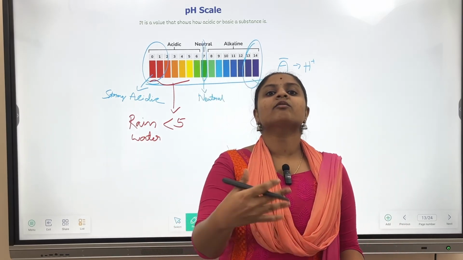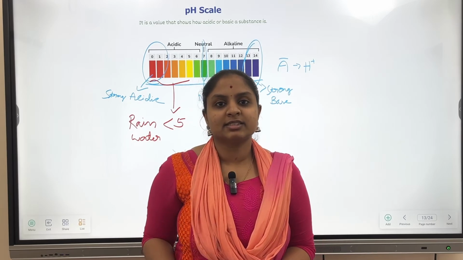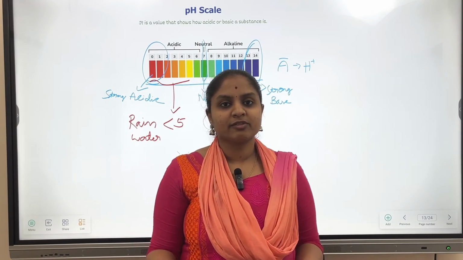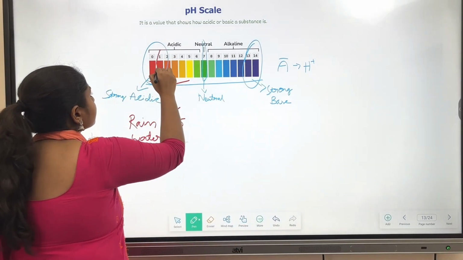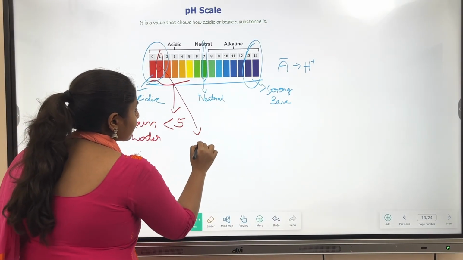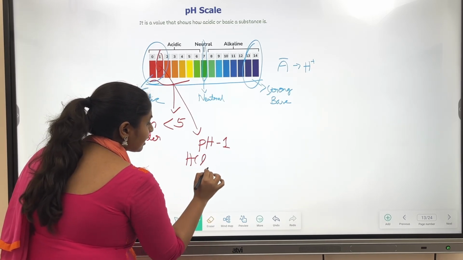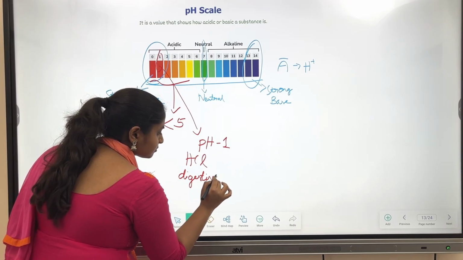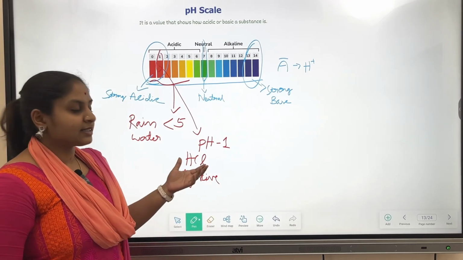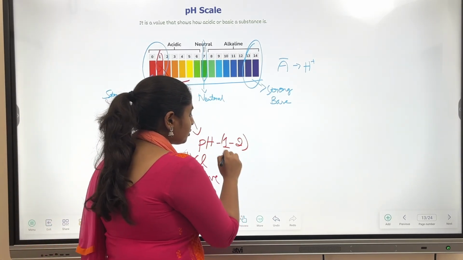Now, in the same way, let's take one more example where pH is important. In our digestive system, we have HCl acid. HCl is important for digestion. This HCl acid has a pH of 1. So the digestive HCl has a pH that varies between 1 and 2.